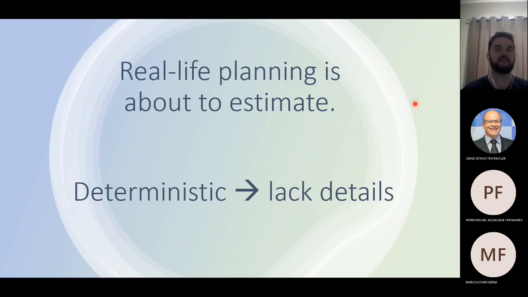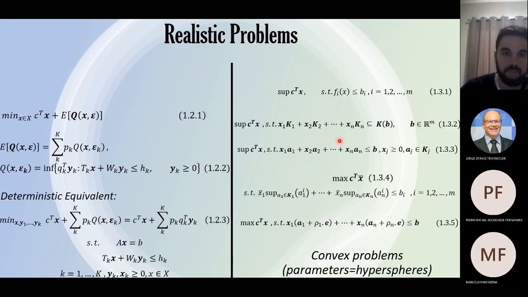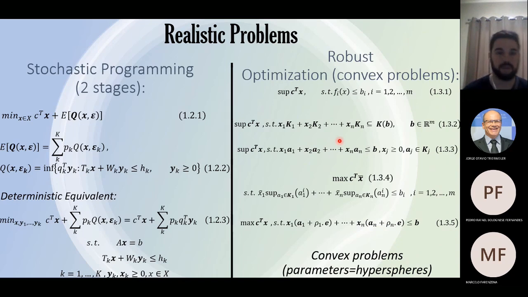And actually, in big real problems, deterministic models lack details. So here we can have an idea. We can see here that deterministic optimization is very far from real life, I mean, uncertainty. So real life planning is about optimizing what we estimate because of many things, and one of them is that the market is volatile. Okay, and the pandemic is a great example of that. Everything changed.